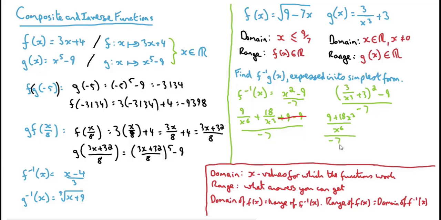This is still all over minus 7, but when you have a fraction within a fraction, a denominator inside the numerator can just come back down into the main denominator, so we'll say that that's the same as 9 plus 18x cubed over minus 7x to the power of 6. That is your composite function here of inverse f g of x in a simplified form. If you wanted, you could factorize out a factor of 9 on the top, but you don't have to in this case.